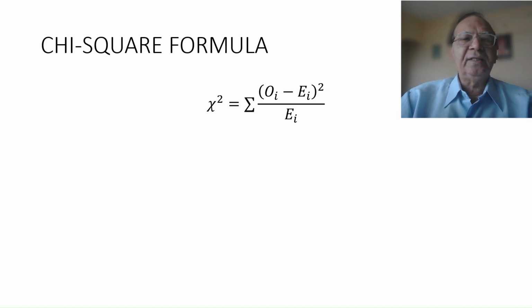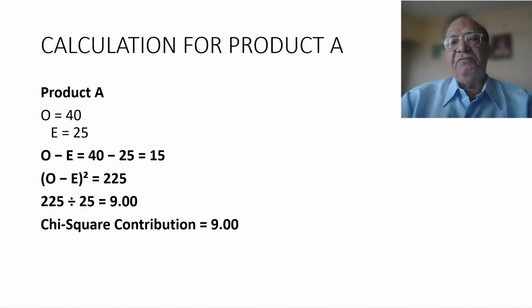Why do we square the differences? Because some differences are positive and others are negative. If we simply add them, they could cancel each other. Squaring ensures that every deviation contributes positively to the chi-square statistic. The procedure is not very different from the chi-square test of independence, but the procedure is almost the same.